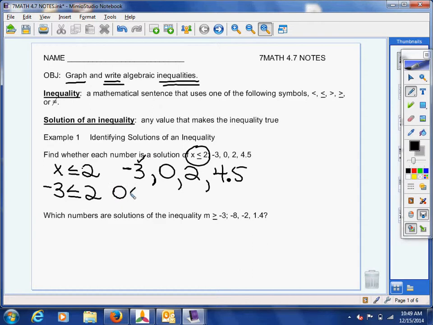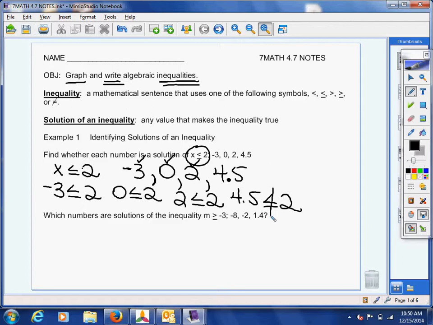Let's plug in 0. Is 0 less than or equal to 2? Yes, it is. All right. Is 2 less than or equal to 2? It works as well. Is 4.5 less than or equal to 2? More than. So it doesn't work. 4.5 is not less than. It's actually bigger.